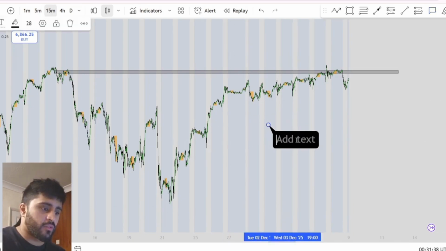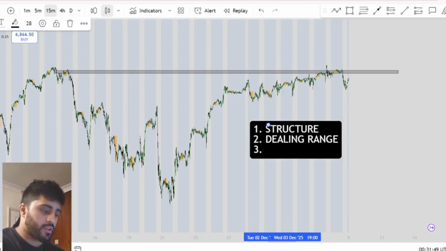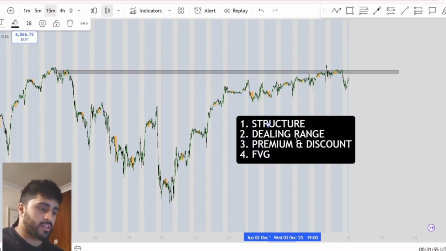So there's 4 things I look for on the 15-minute chart. The first is market structure. So if I label this, this is market structure. The second is I look for my dealing range. The third thing is I look for my premium and discount. And the fourth thing I'm looking for is my fair value gap.